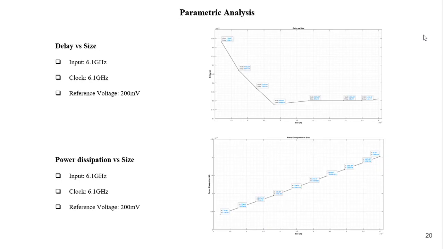Parametric analysis. In parametric analysis we have shown how the delay of the comparator varies with the size. In the first graph we can see that as size is increased, the delay decreases to a certain level and then starts to increase again. And below we are seeing the power dissipation versus the size. The power dissipation increases, as we all know that if the size of the transistors is increased, the power dissipation will increase.